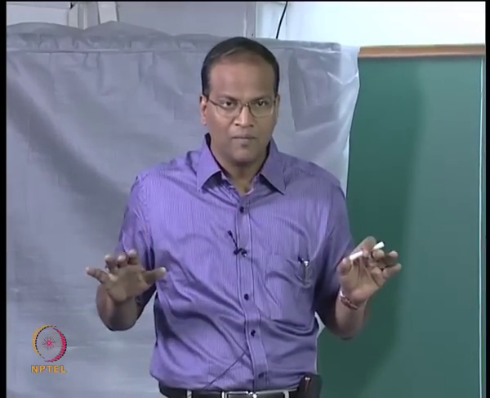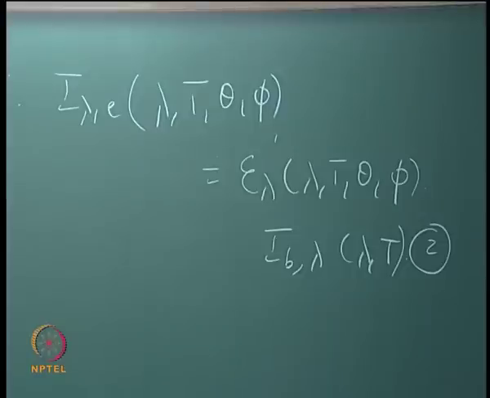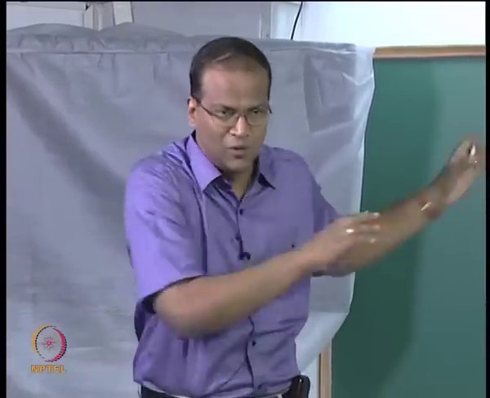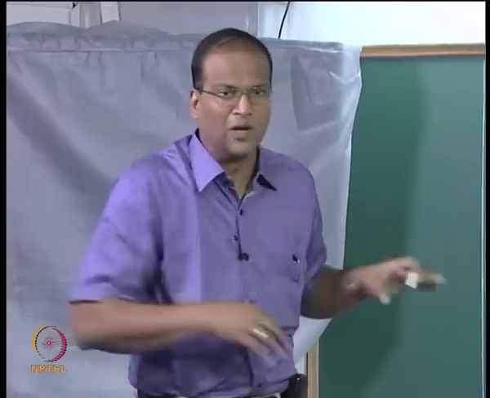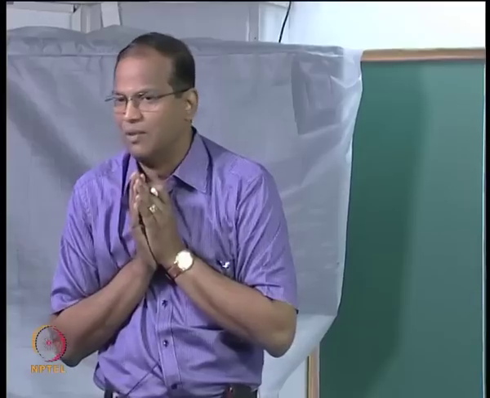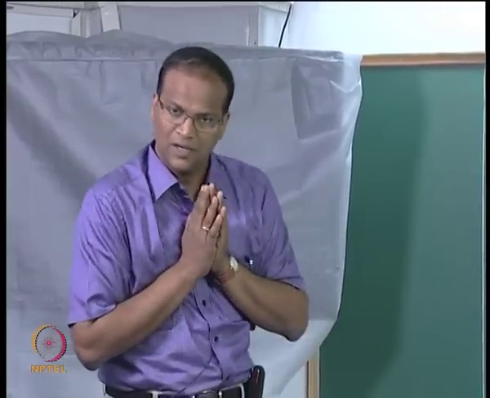Are you getting the point? This equation can be used to experimentally determine epsilon lambda dash if you want to do an experiment. That means you have a complicated experiment where you have a real surface, you have a black body, all that. So it can be used to determine epsilon lambda dash, or more realistically, more practically, if somebody gives you epsilon lambda dash, equation 2 lets you calculate I lambda E. Okay, are you getting the point?